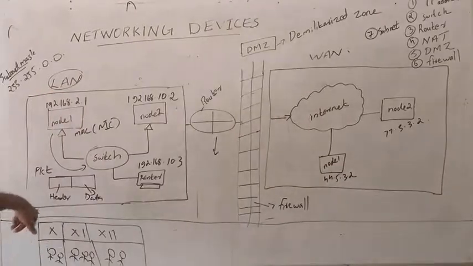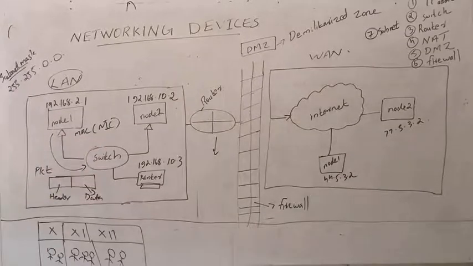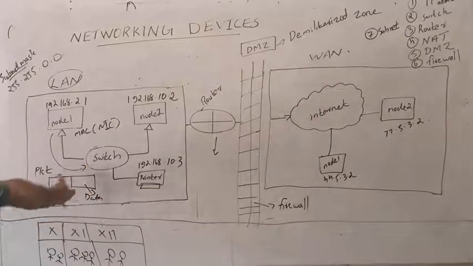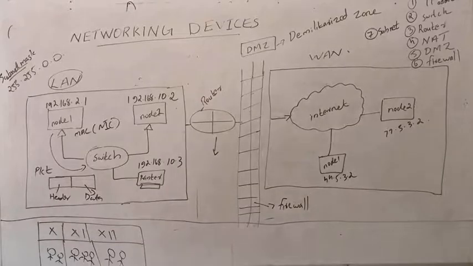So here we covered IP address, MAC, and the network interface card, which we already studied. Then the function of the switch, and how the switch identifies the source and the destination by using the header part of the packet. Then look at that here.